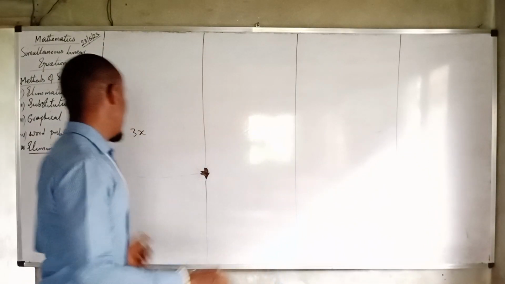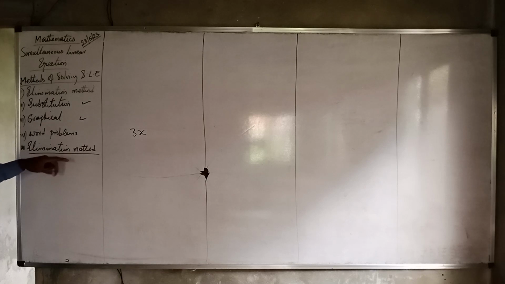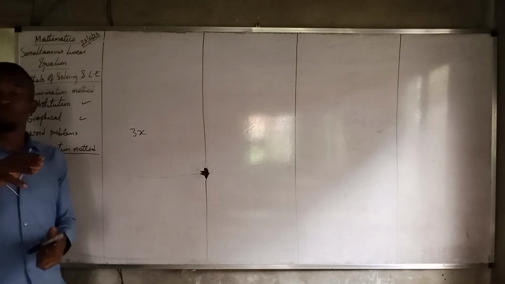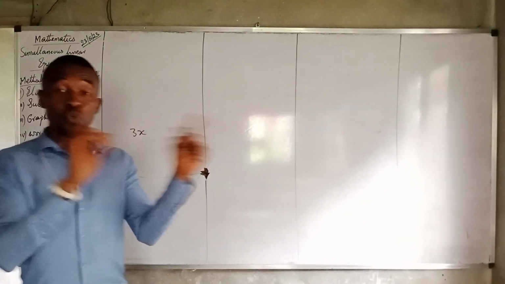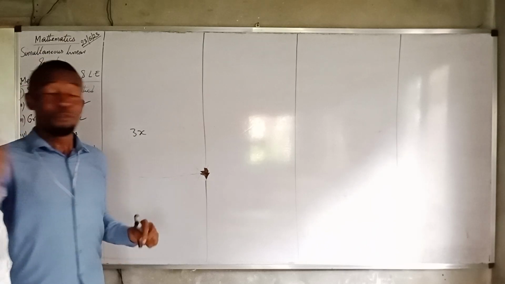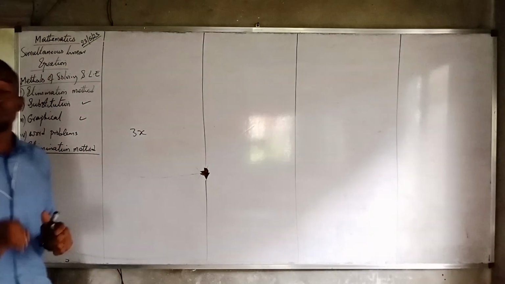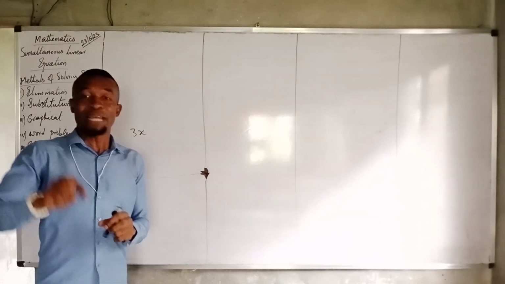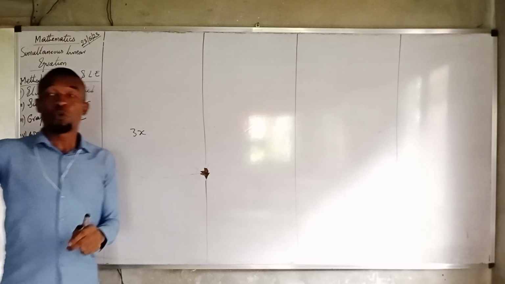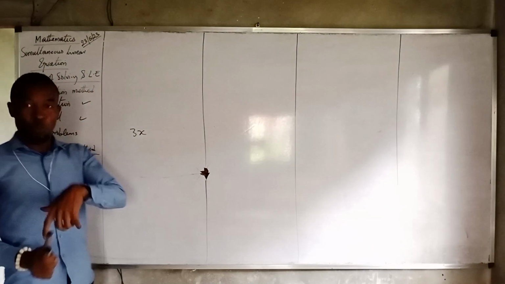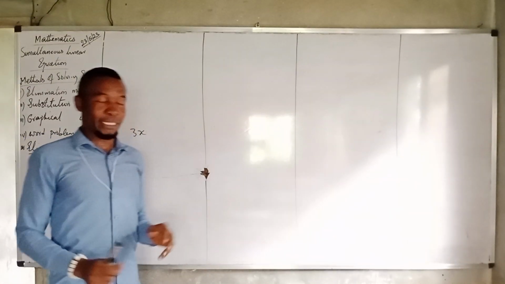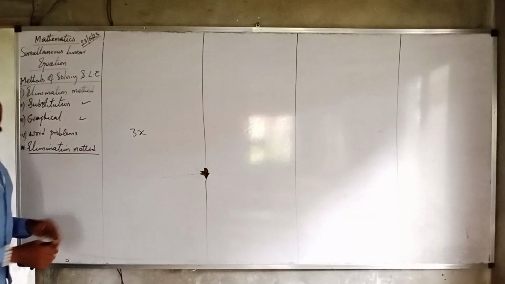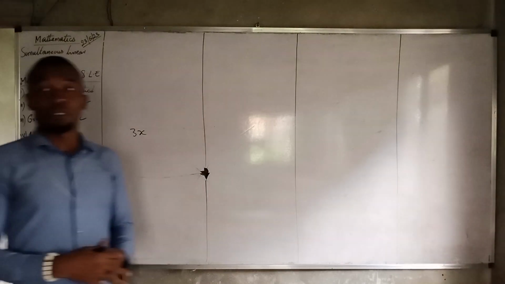The aim is that we have to get rid of an unknown. Using the elimination method means we remove one of the unknowns. Remember I told you that in simultaneous equations we have two unknowns. You eliminate one of them, solve for the other unknown, then substitute to get the one you eliminated. That's the aim of this particular method.